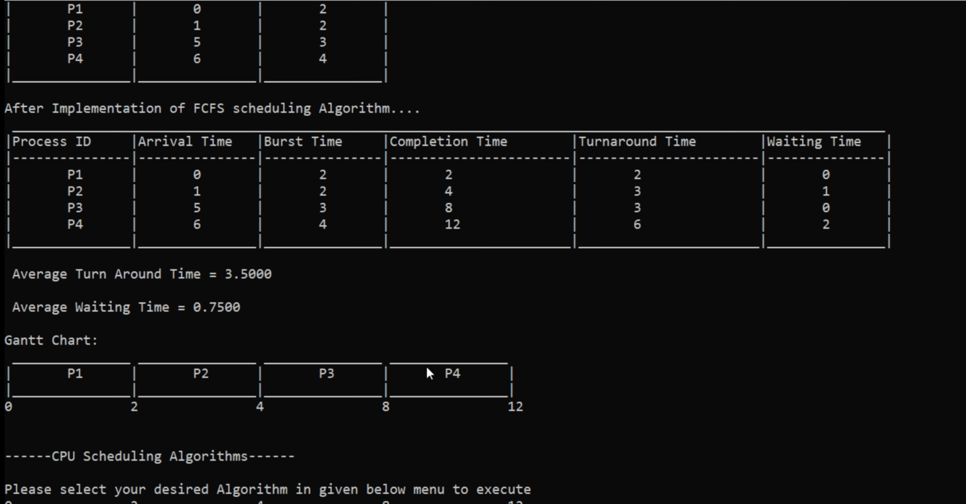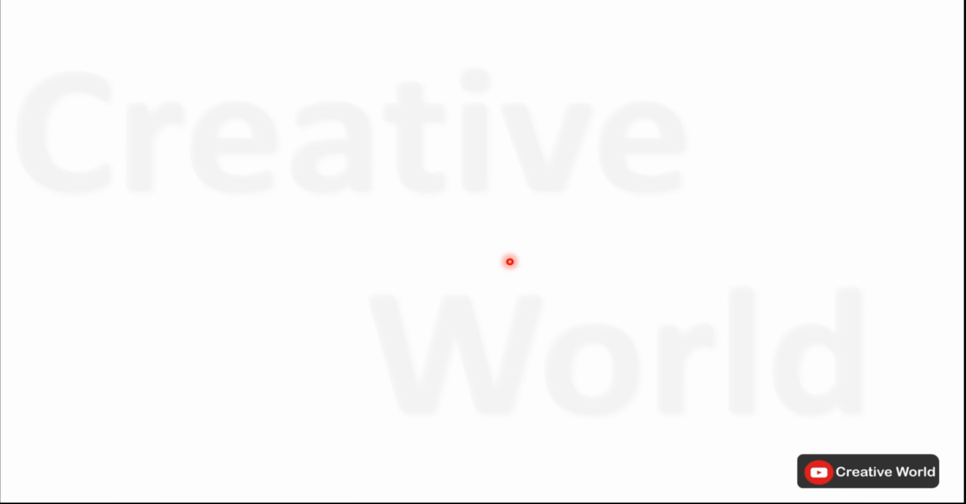So first of all, we have solved an example using the first come first serve algorithm manually, and then those calculations are validated using the first come first serve scheduling algorithm in a programming language, and we can see that both results are identical. Now we will move towards the next algorithm type. So next is the shortest job first algorithm. Again, this is a non-preemptive type algorithm.